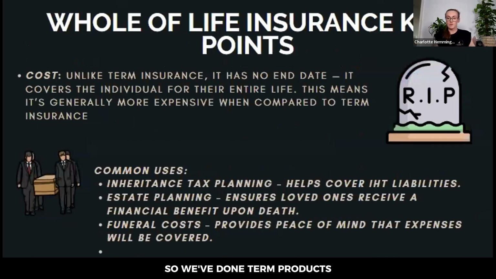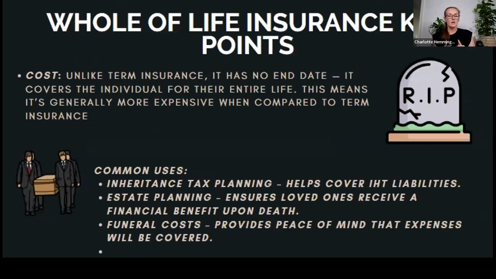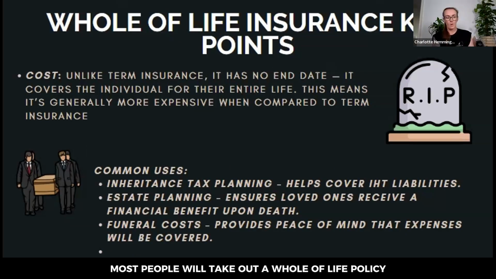So we've done term products. Whole of life insurance is the next one. And I mentioned that that one was a little bit more expensive because the only things that are certain in life are death and taxes. I don't know whose quote that is, but that's the one that I always use for this bit. Because they know they are definitely going to pay out, it is generally more expensive, which means it can be a generally harder sell. Most people will take out a whole of life policy for things like inheritance tax mitigation, which we'll come on to in a little bit more detail in this topic.